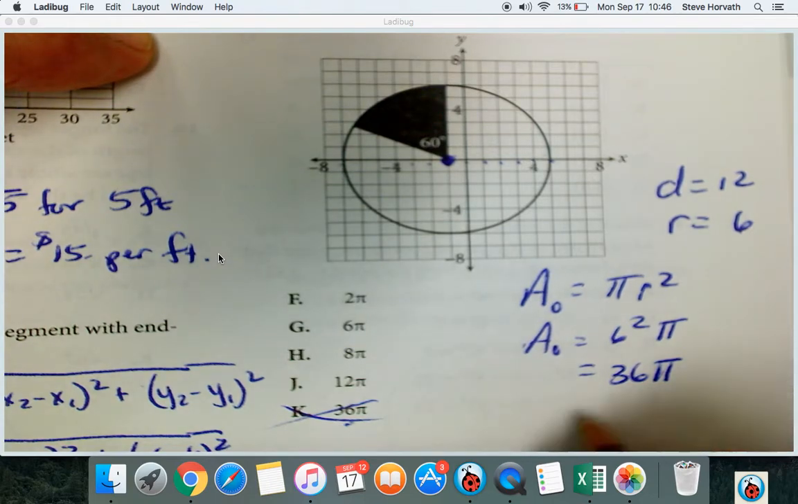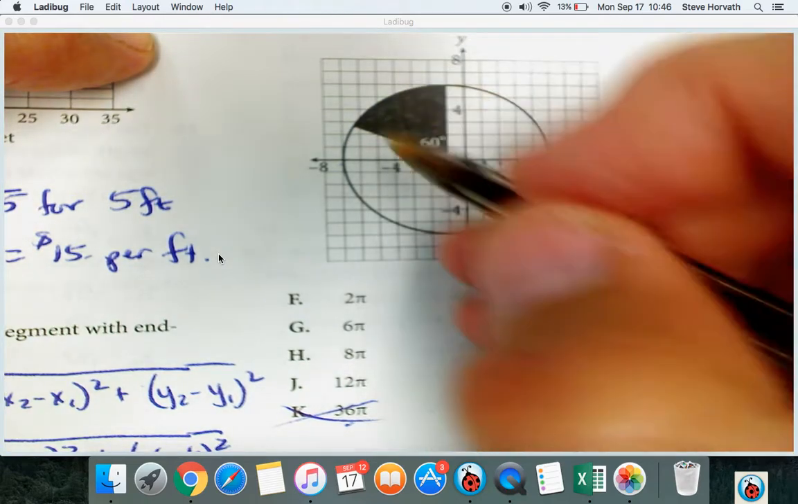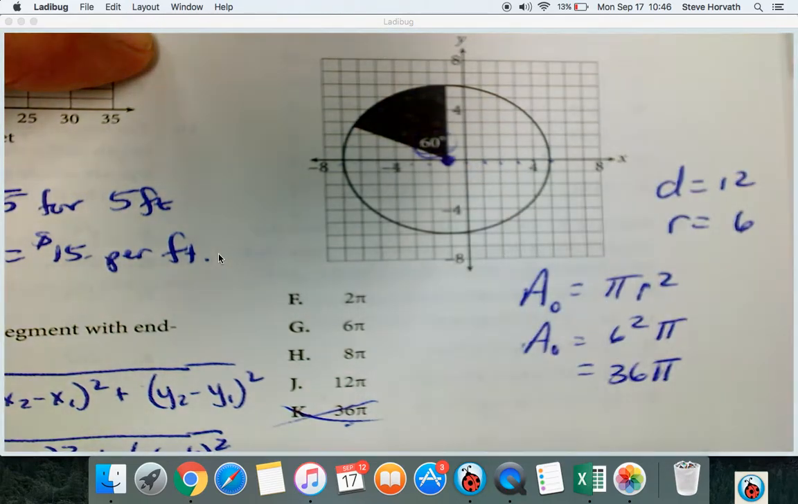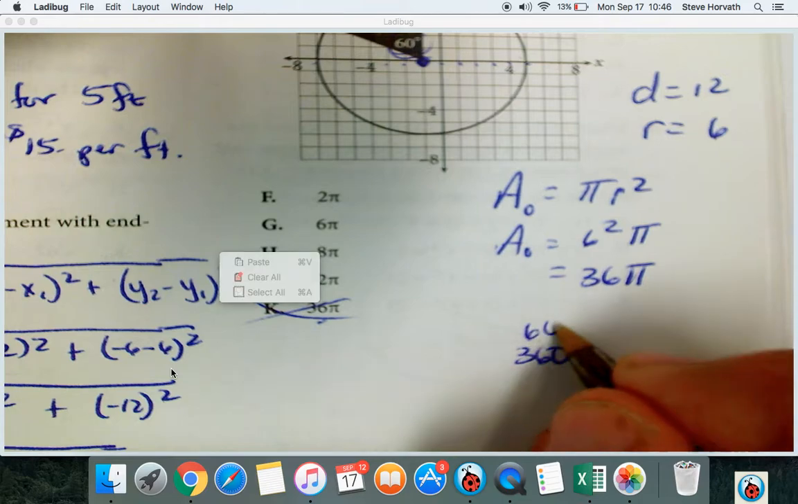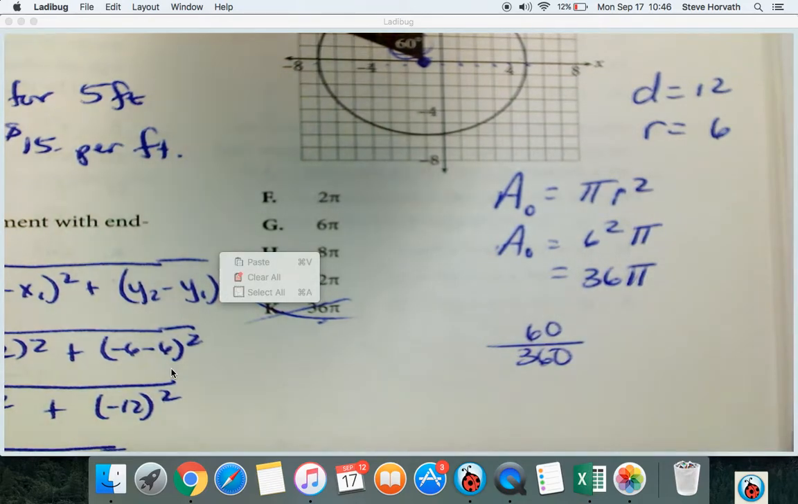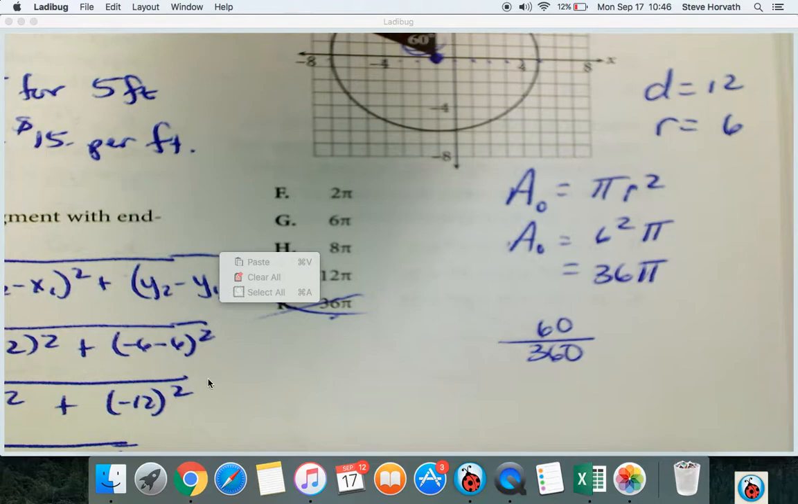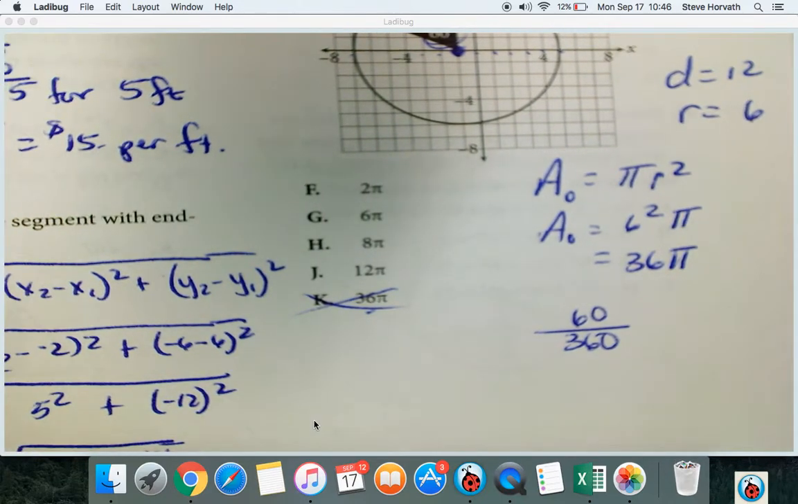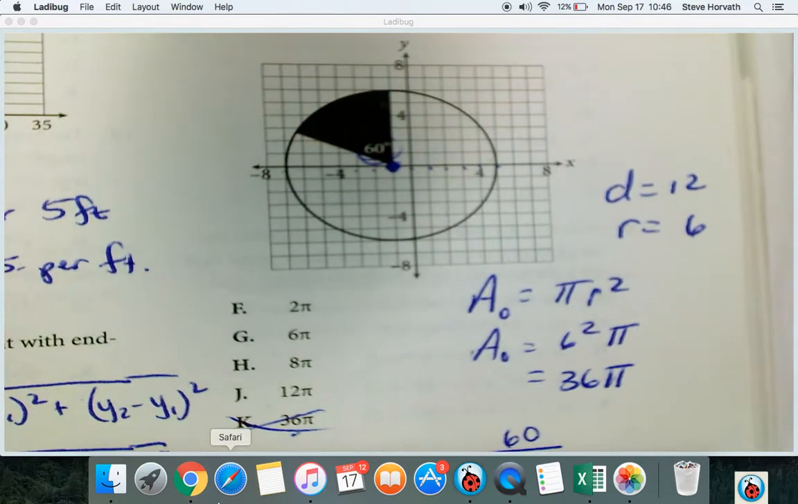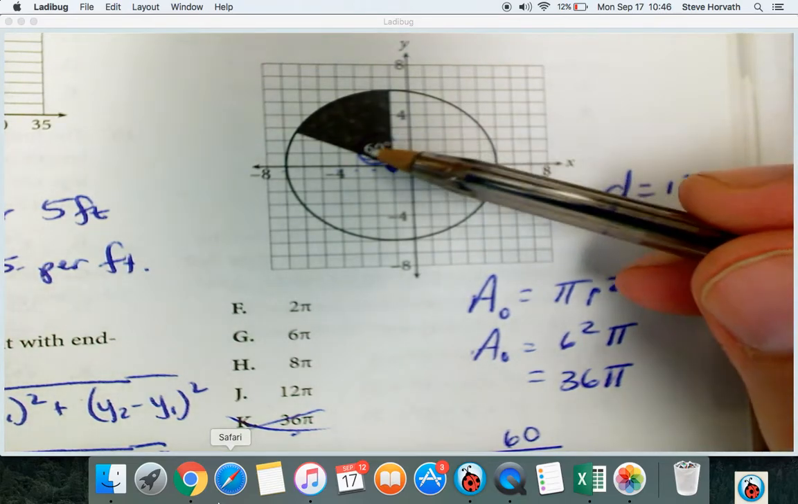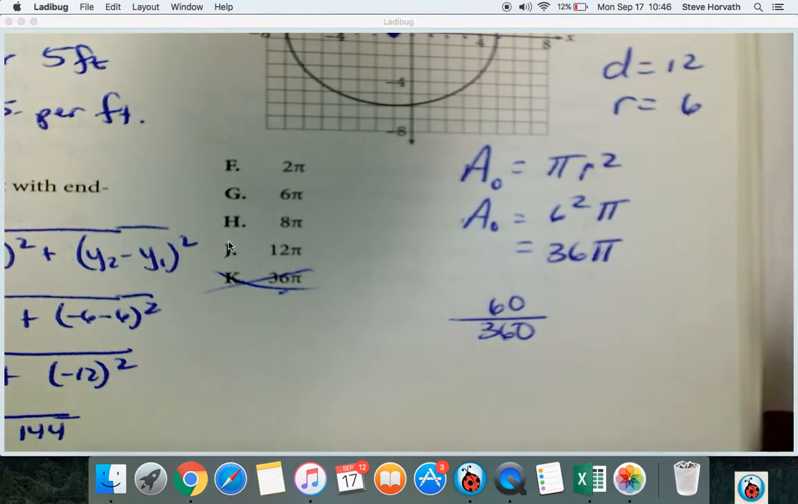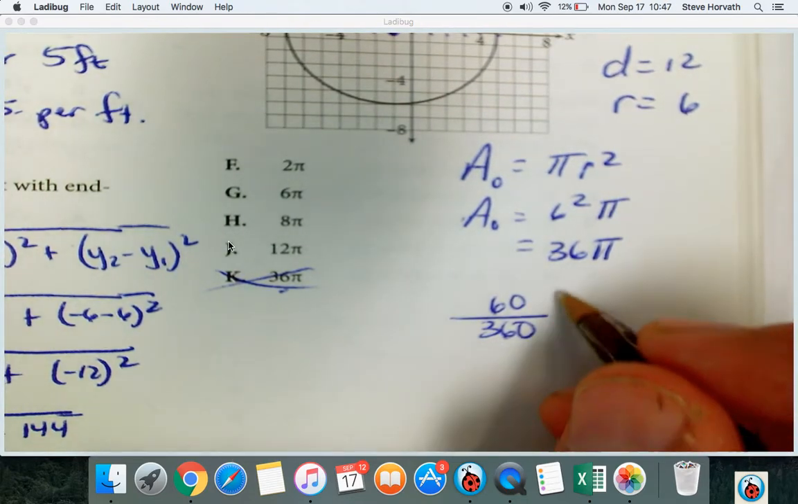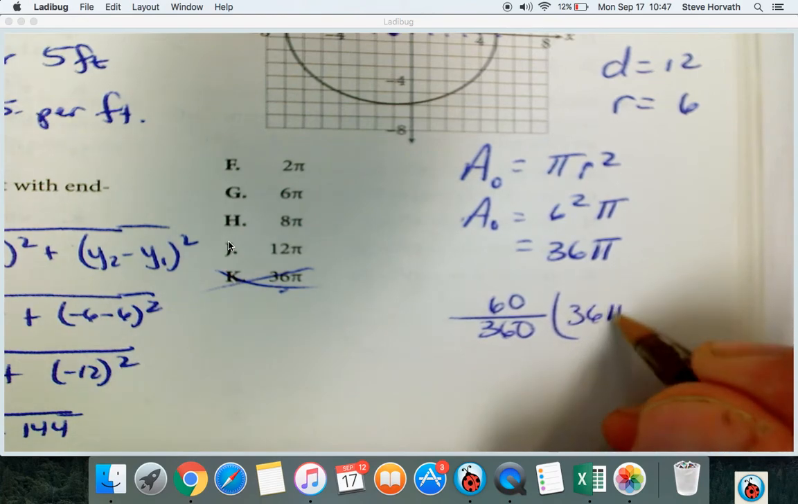Okay, now, a sector, again, is a portion of the circle. We're given a degree measure. An entire circle is 360 degrees, and we want a portion that's only 60 degrees of that. So we have 60 out of 360. The sector area only includes 60 degrees of the whole 360. So we want 60 360ths of this 36 pi.